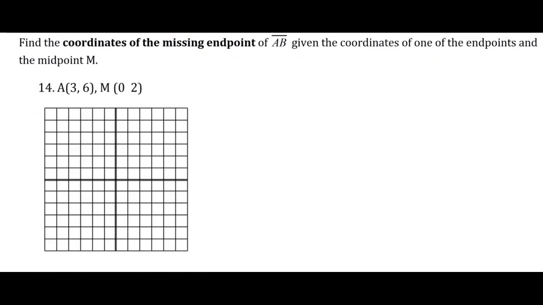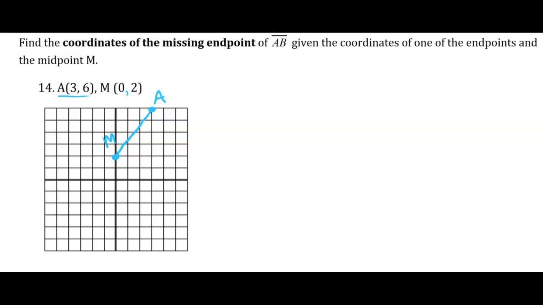Finding the coordinates of the missing endpoint of AB given the coordinates of the endpoints and the midpoint. So I have this endpoint here of A at 3, 6. So here's A. And then M is at 0, 2. So here's M. They have not given me 2 endpoints here. They gave me a midpoint.